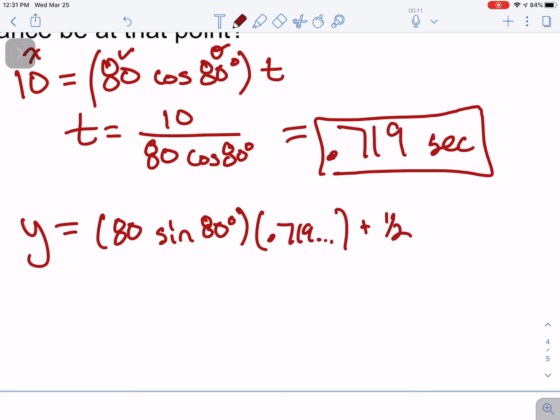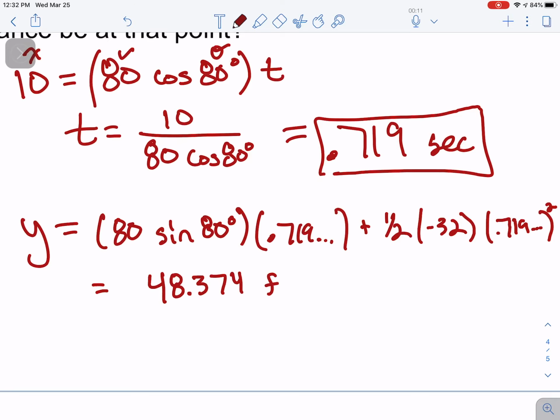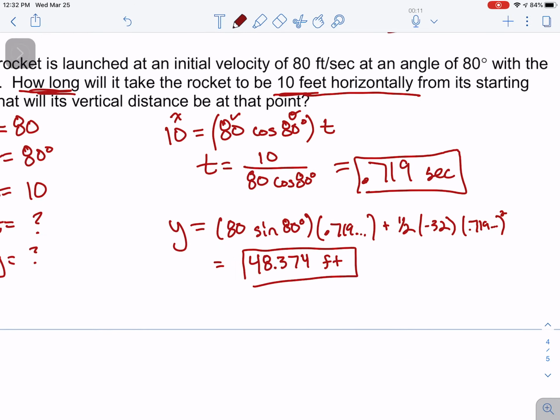Plus 1/2 negative 32 times 0.719... squared. You do that, type it in, and you get an answer of 48.374 feet. Okay?